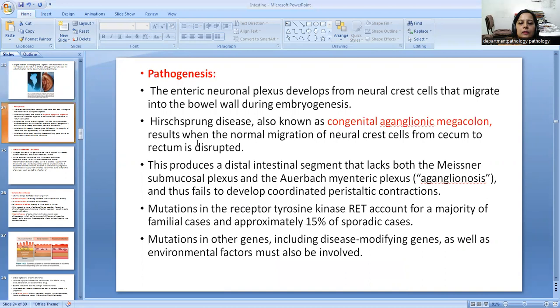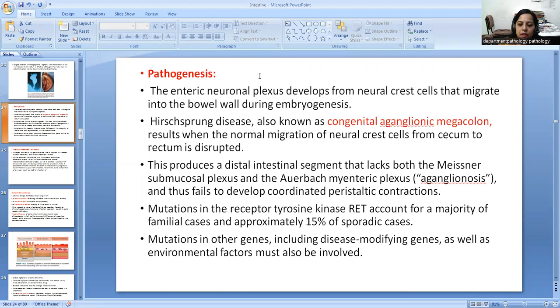So, the pathogenesis: the enteric neuronal plexus develops from neural crest cells that migrate into the bowel during embryogenesis. Hirschsprung disease, also known as congenital aganglionic megacolon, results when the normal migration of neural crest cells from cecum to rectum is disrupted. This produces a distal intestinal segment that lacks both the Meissner submucosal plexus and the Auerbach myenteric plexus, aganglionosis, and thus fails to develop coordinated peristaltic contractions.